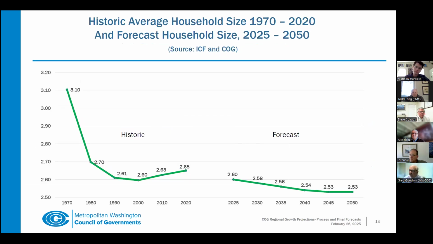Again, looking at average household size, this is the historical trend of household size for the COG region. Interestingly, in 1970 it was as high as 3.1. In 2020, based on the decennial census, that number dropped to about 2.65. And based on the Round 10 forecast, we are looking at household size to continue to decline ever so slightly.